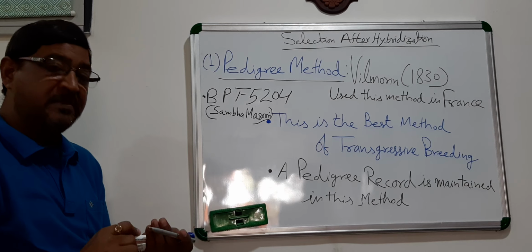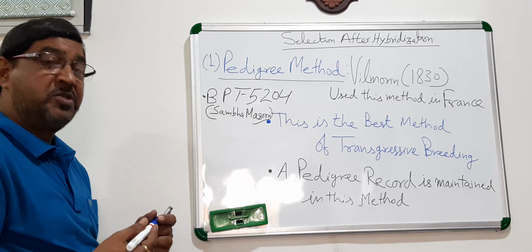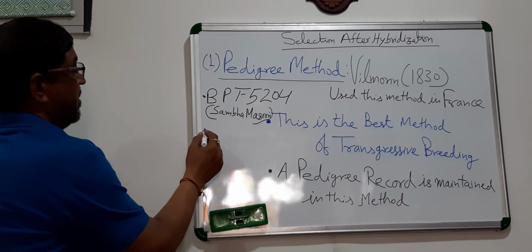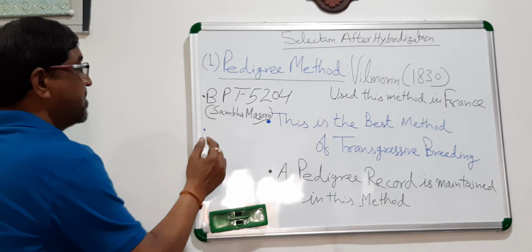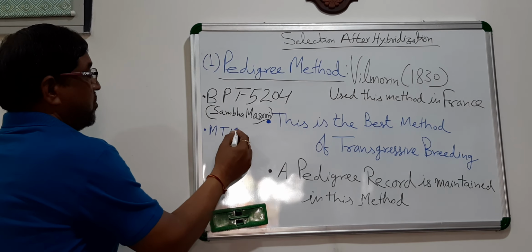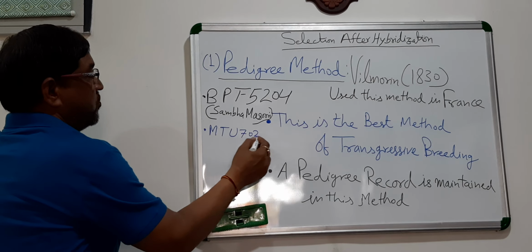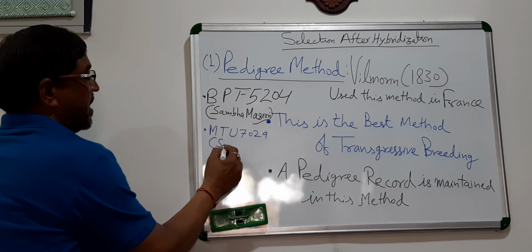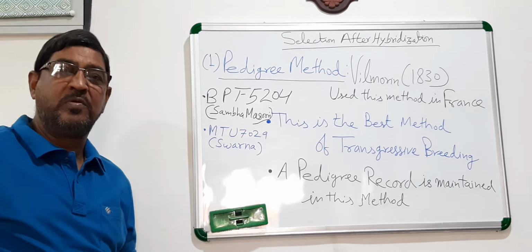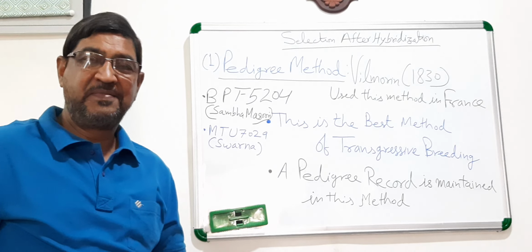In rice in India, there are two major mega varieties, you can say. The other is MTU 7029. This is also known as Swarna. I have shown these two varieties of rice in my example.